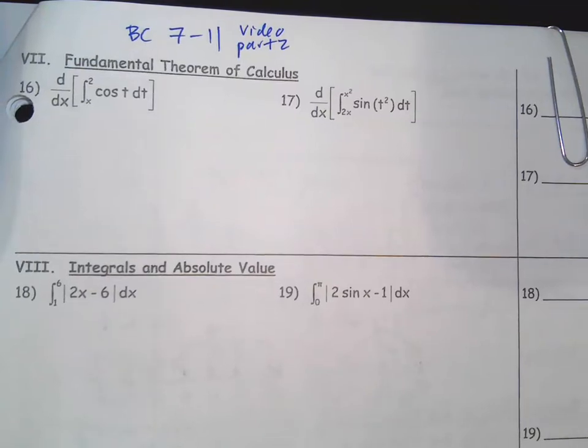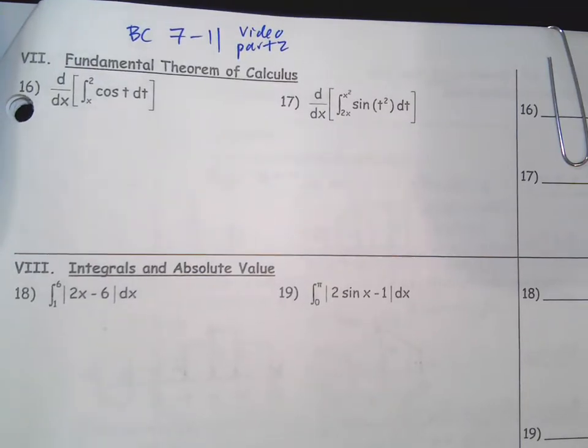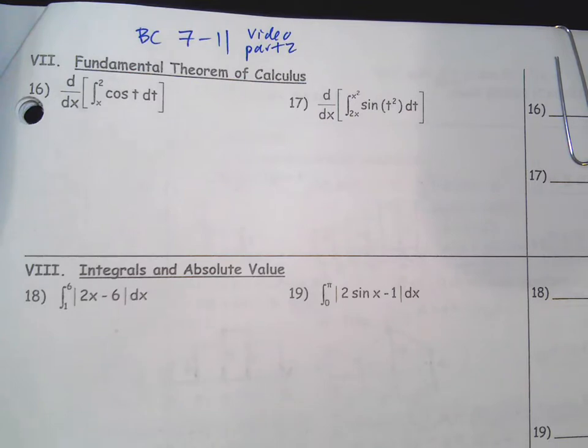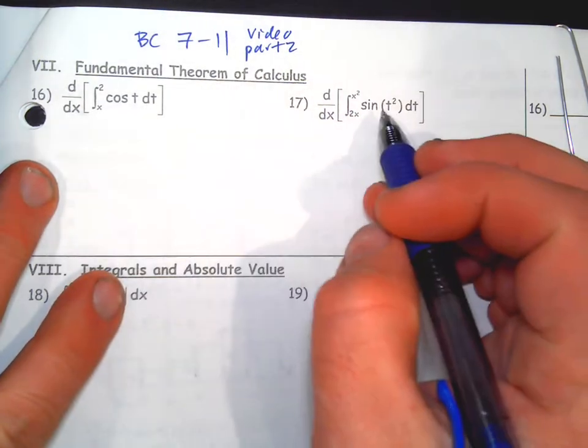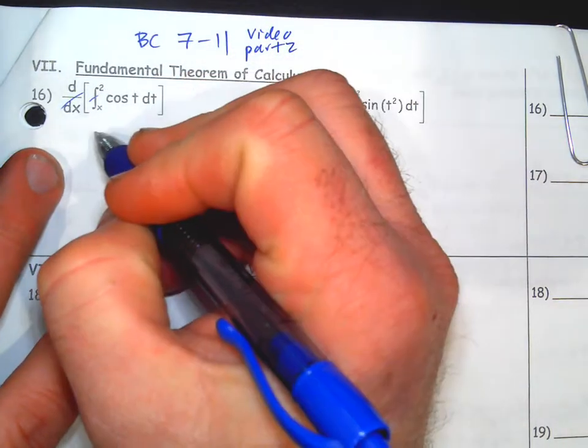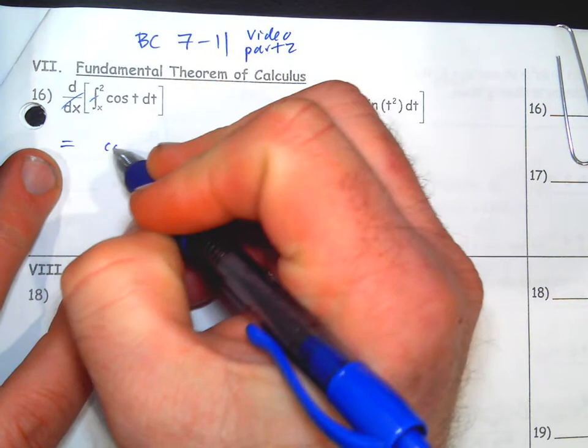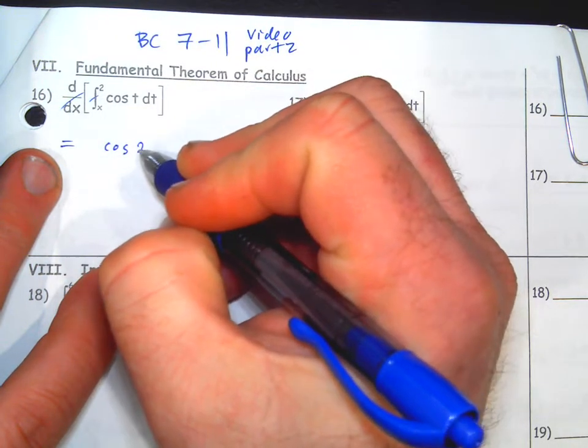AB Calculus BC, Unit 7, Day 11, Office Hours. This is Part 2 of the pretest. So we got a little Fundamental Theorem of Calculus Part 2 here. These are quick, easy problems. Derivatives undo integrals, plug the limit in.